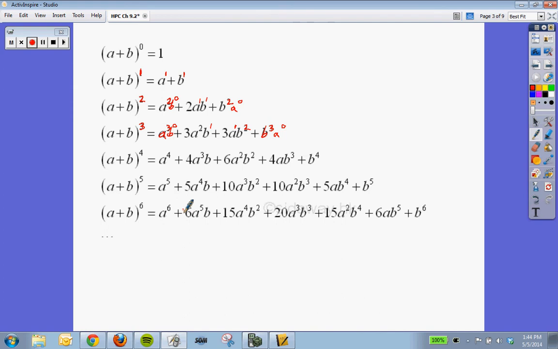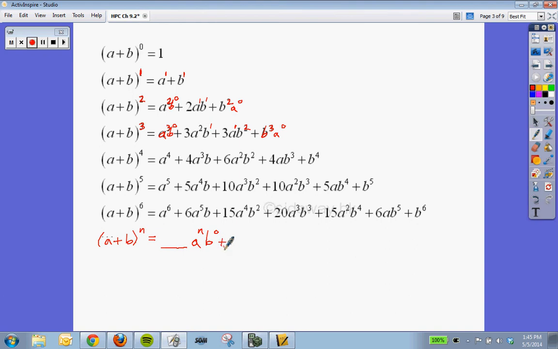So let's try and come up with a generalized pattern of what's going on without thinking about the actual coefficients. So we're going to say we have a plus b to the n power here. And that's going to be equal to, we're not worried so much about the coefficients right now. We're going to start off with the a to the n power, and then the b is going to be to the 0 power.